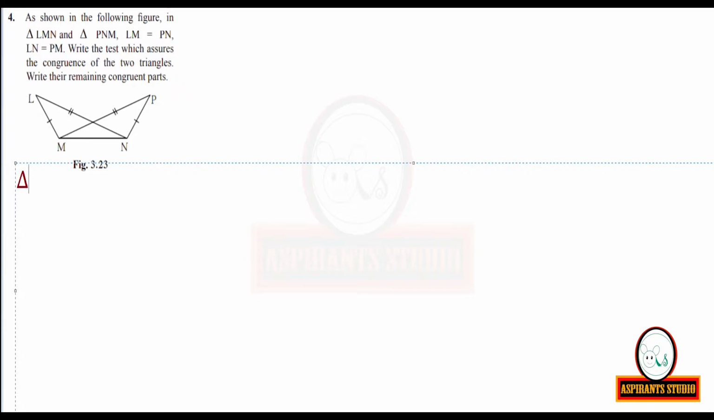Now coming to the next problem, question number 4. As shown in the following figure, in triangle LMN and triangle PNM, LM is equal to PN, LN is equal to PM. Write the test which assures the congruence of the two triangles. Write their remaining congruent parts. Now, if three sides of a triangle are congruent with three corresponding sides of the other triangle, then the two triangles are congruent by SSS test. Therefore, triangle LMN is congruent to triangle PNM by SSS test.